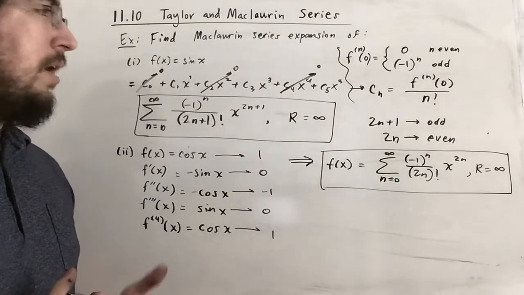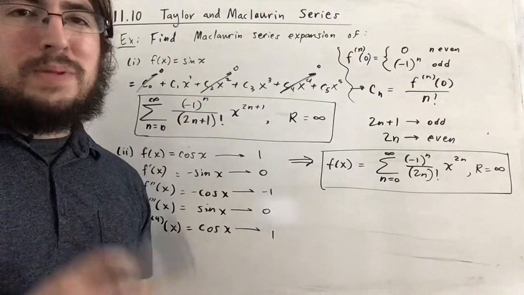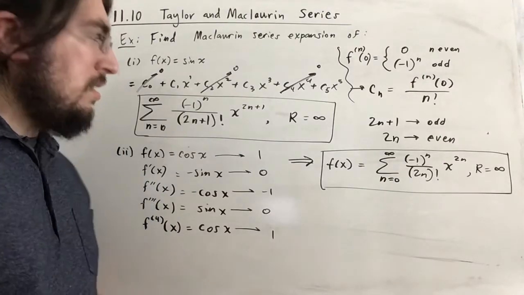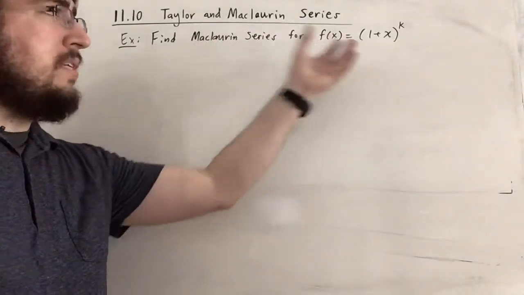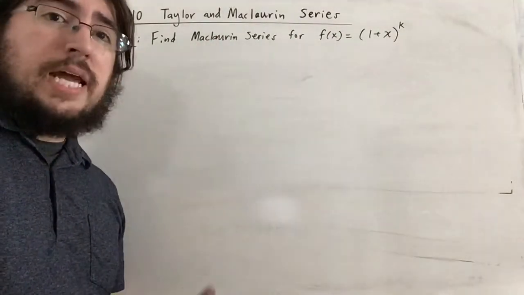So good. Now we're not done yet. We still have a little bit to discuss. So I'm going to look at some more examples right now. All right, so here I want to find the Maclaurin series expansion for f of x equals (1 plus x) to the kth power.